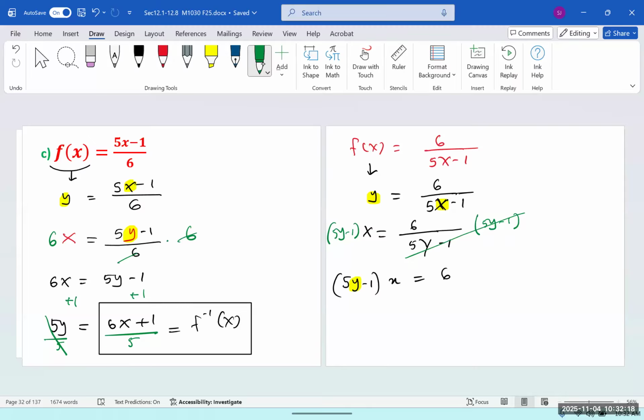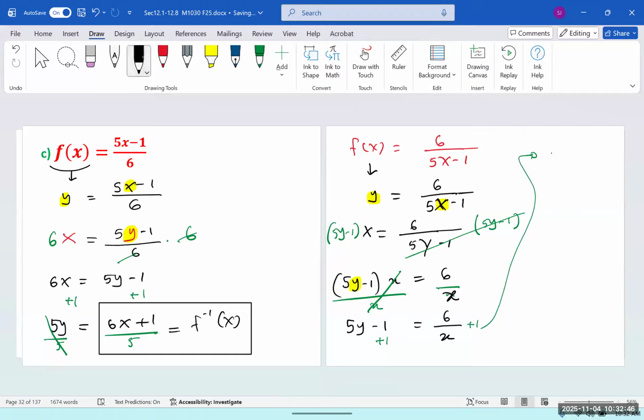There are two ways you can do it. You can distribute and then do it, or you can just do it without distributing the x. Divide by x. So 5y minus 1 equals 6 over x. Plus 1, plus 1. So 5y equals 6 over x plus 1. Then you divide by 5. So y equals 6 over x plus 1 over 5.